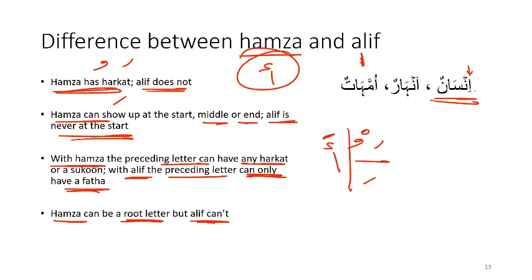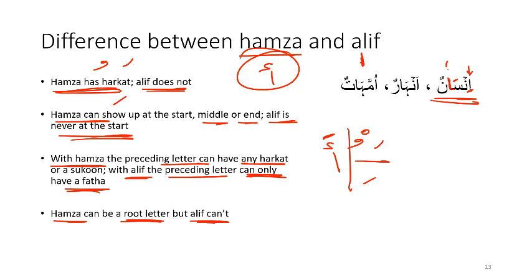Hamza, because it's clearly Hamza, because it has a harkat, it has a khasra. What about this Alif over here? Insan. This is an Alif. So it's preceded by fatha.